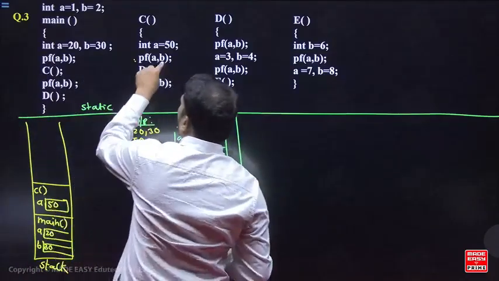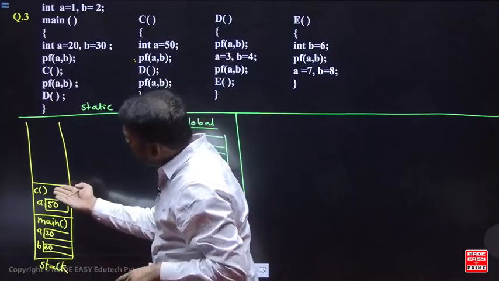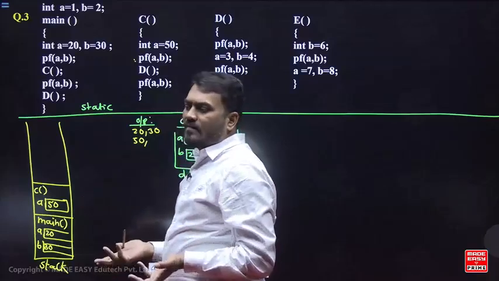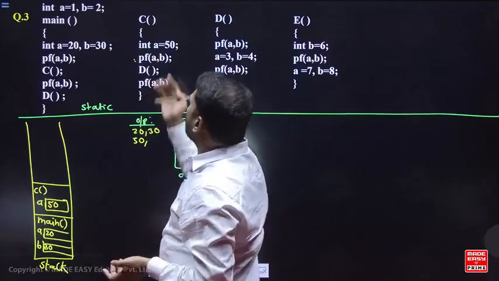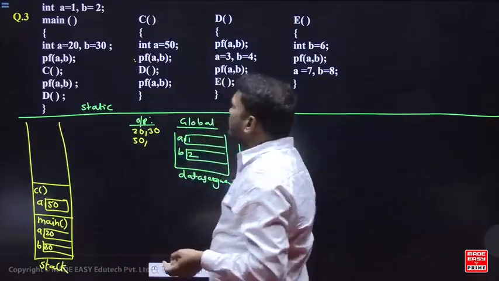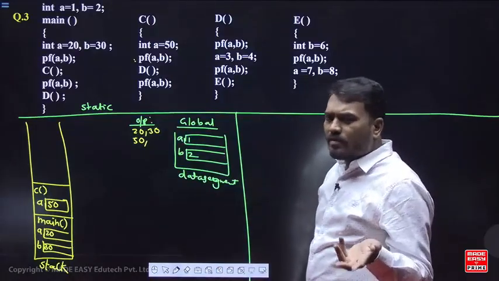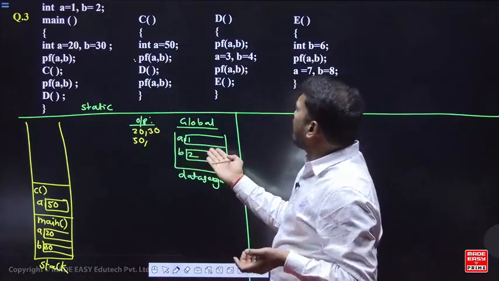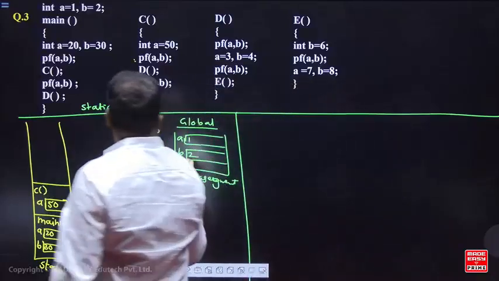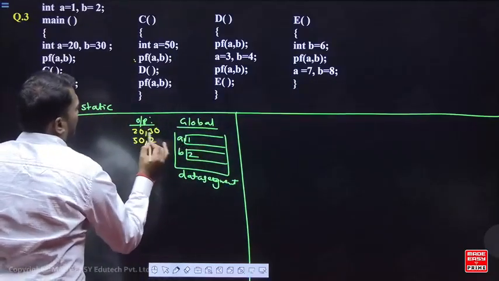But b is what? b is a free variable. In the function c, variable b is not there. You are following static scoping, so which one do you have to take? Global, because in static scoping free variables are resolved from global. In the global, what is the value of b here? 2. So the b value is 2.